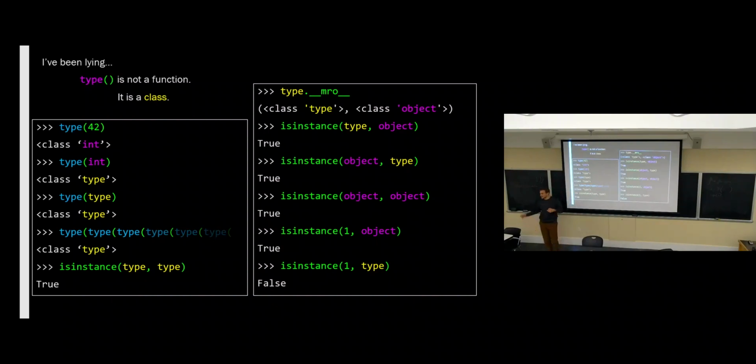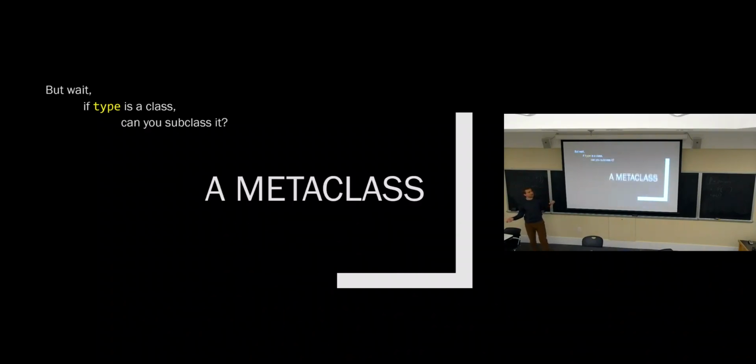Okay? Everybody's mind sufficiently blown? Melted down? Okay. So what the heck is this useful for? Well, if type is a class, can't we subclass it? Well, yeah, we totally can, and that's how we make custom metaclasses. So we're going to make a metaclass here, and you'll see how this is useful.